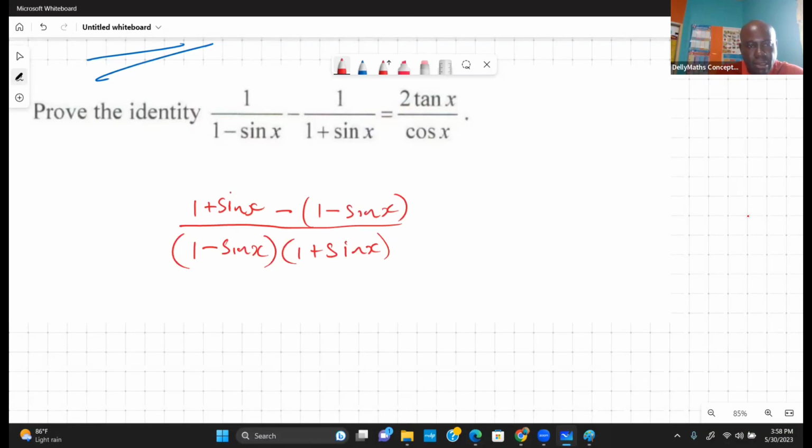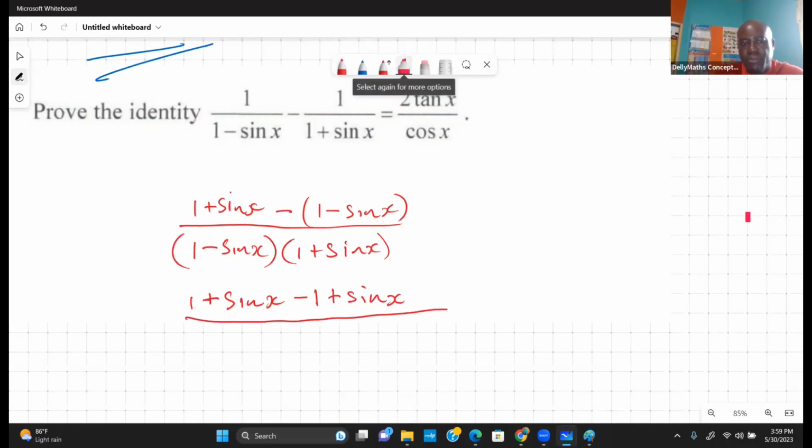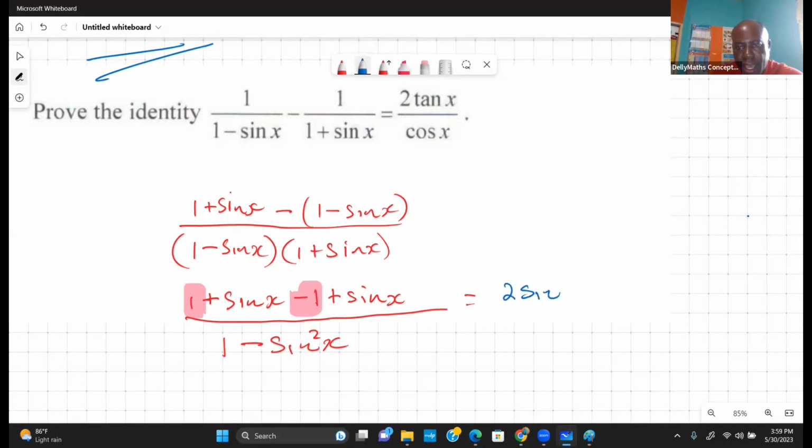So let's clear up what is at top. At top, I have 1 plus sine x minus 1 plus sine x, all over this. But when you take a look, this is the difference of 2 squares. 1 minus sine x, 1 plus sine x. So this is basically 1 square minus sine square x, right? So that's the difference of 2 squares there. Now let's go. On top, what we have now is that 1 minus 1 is gone. So we're only left with 2 sine x at the top over.